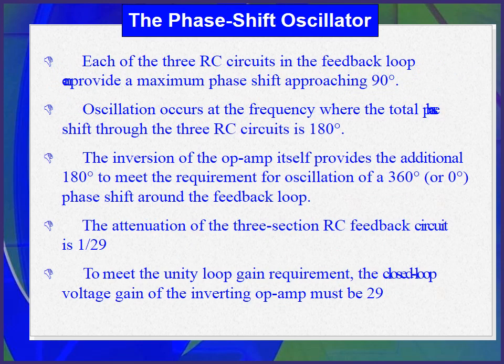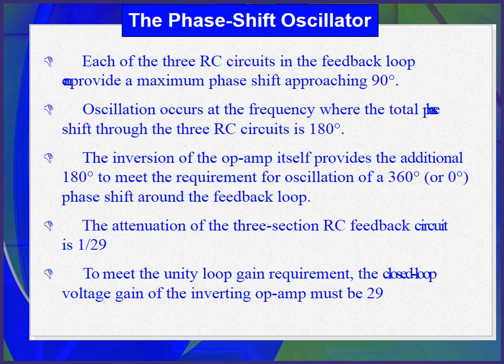So oscillation occurs at the frequency where the total phase shift through the 3 RC circuit is 180 degrees. The inversion of the op-amp itself provides the additional 180 degrees to meet the requirement for oscillation of a 360 degree or 0 degree phase shift around the feedback loop. The attenuation beta of the 3 section RC feedback circuit is beta equal to 1 by 29.